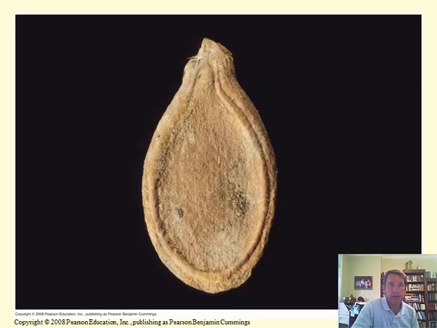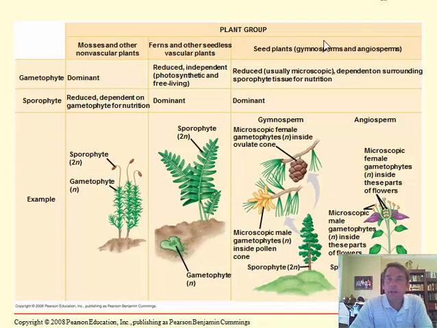The seed, as shown here, is basically an embryo and surrounding nutrients that are surrounded by a protective coat. This allows the plant to survive in dry conditions. Now in this, we still alternate between different generations in the plant.